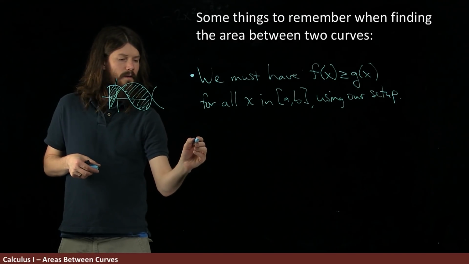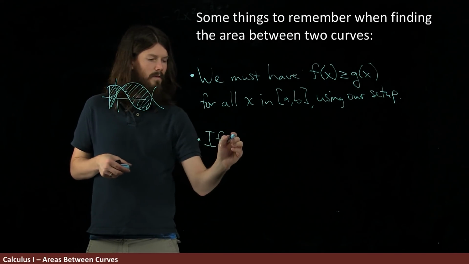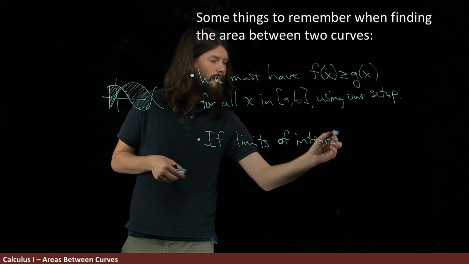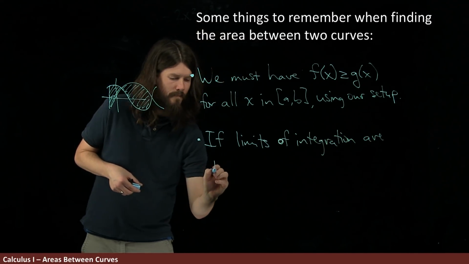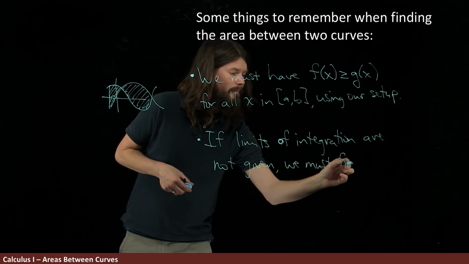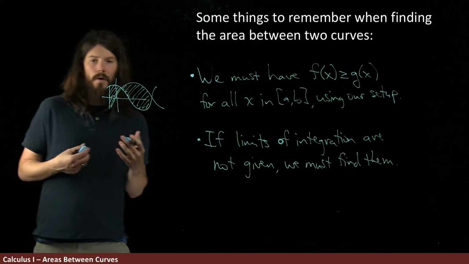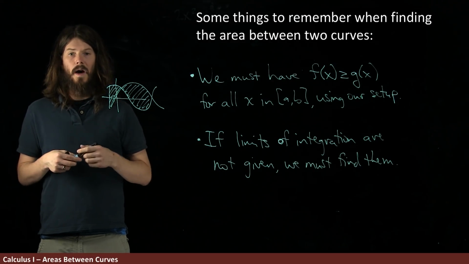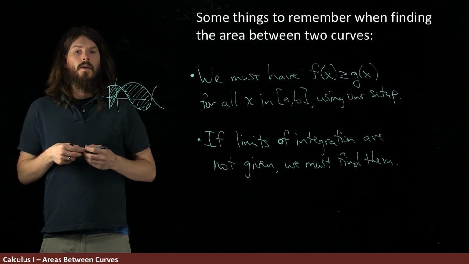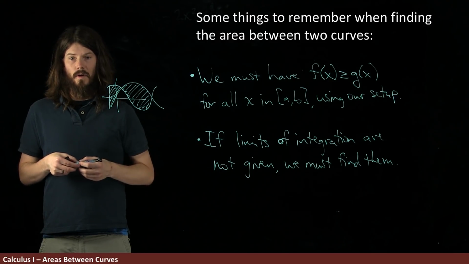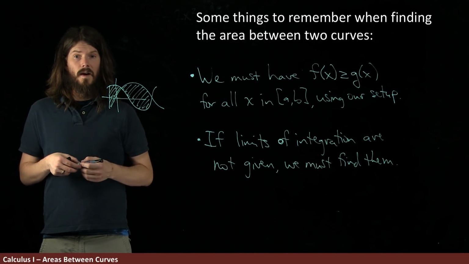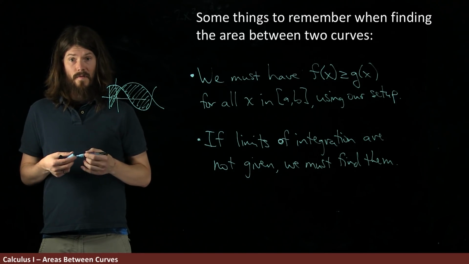The second thing to keep in mind is if the bounds, so if the limits of integration are not given, we must find them. So in early problems, you might be told, find the area bounded by these two curves between x equals 1 and x equals 10, for example. For another, like the example we saw, we wanted to find the area of the region bounded by the two curves. Finding those limits of integration means setting those functions, setting those equations equal, solving for when they coincide. That gives you the points of intersection, how we found 1 and 3 in our example.